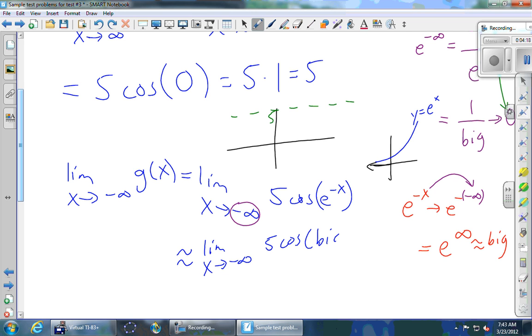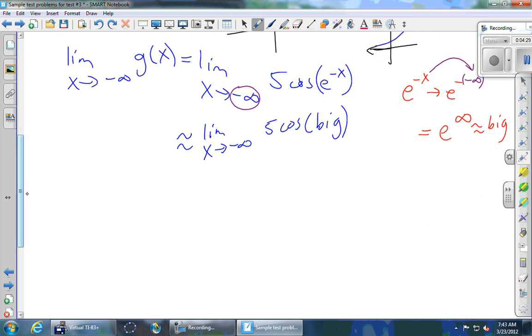And I say kind of because cosine of big doesn't have meaning, but you get the idea. And so what happens to the cosine function when the angles that you plug in get bigger and bigger and bigger? Well, let's think about the graph of the cosine function.